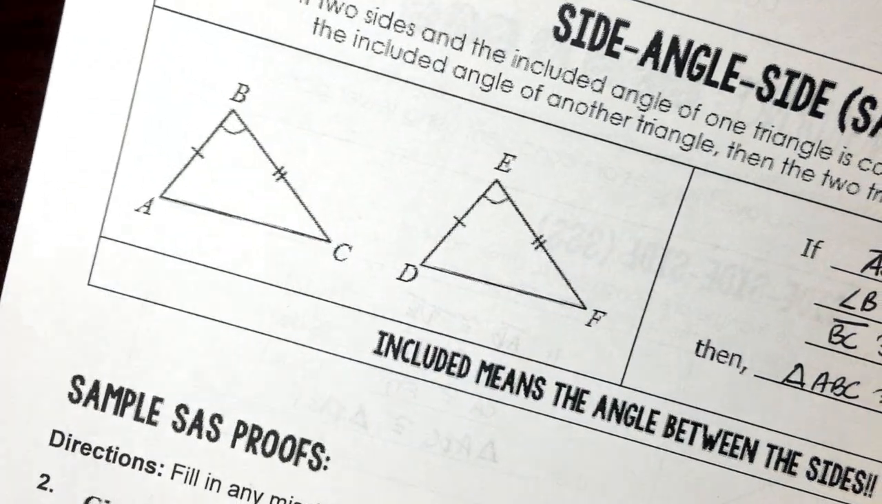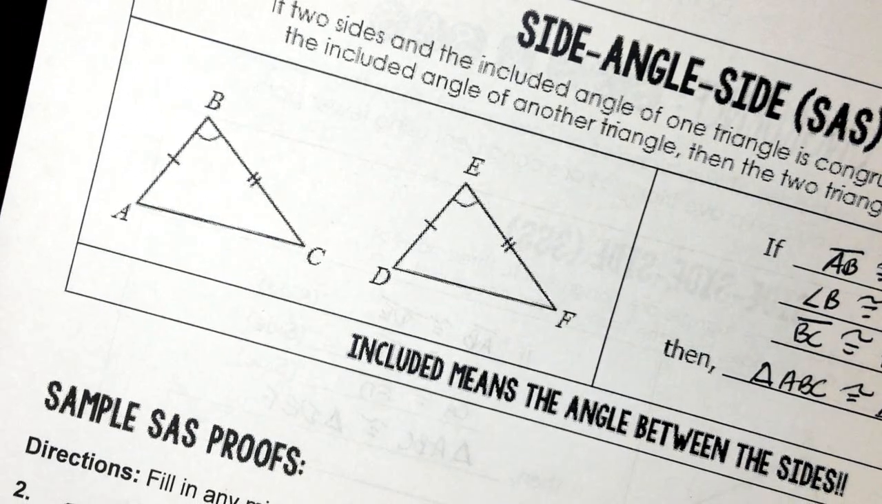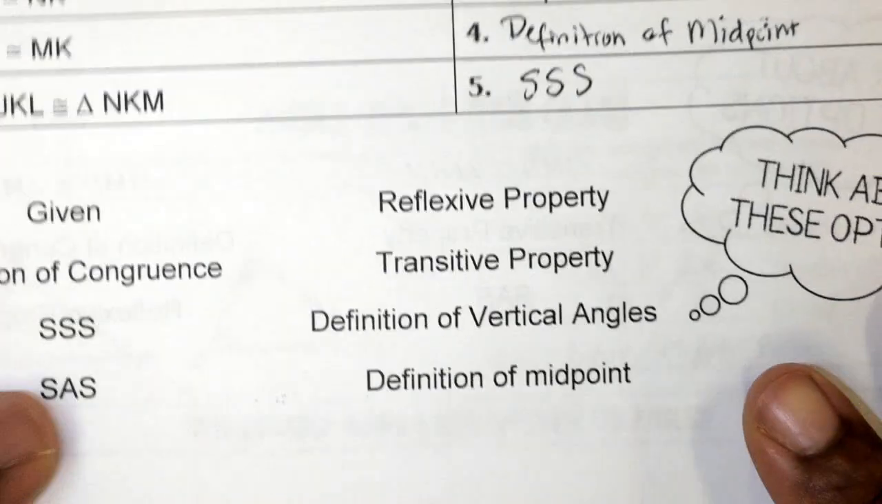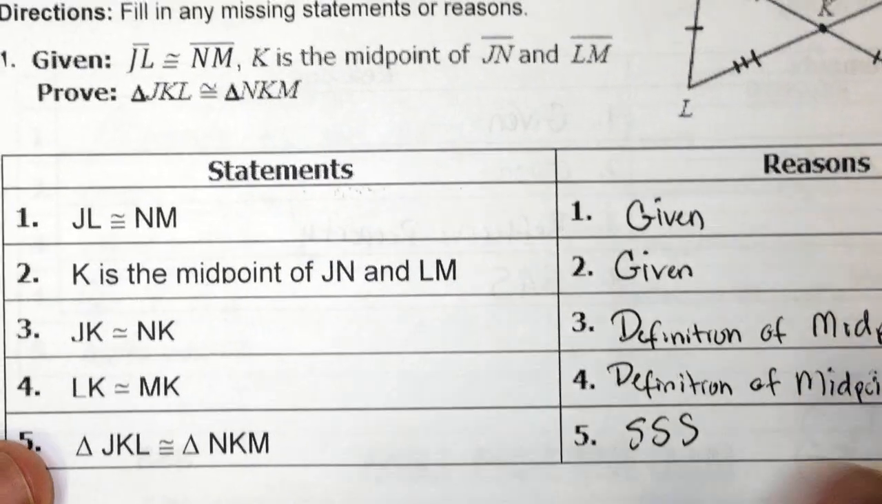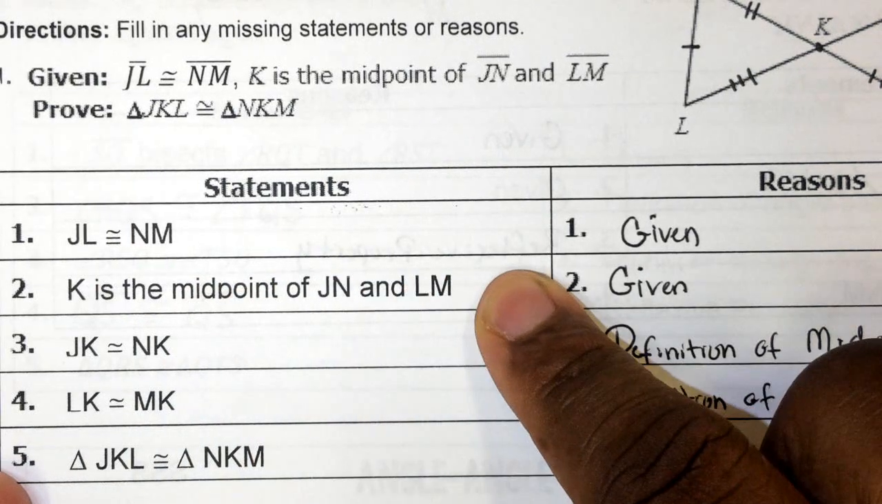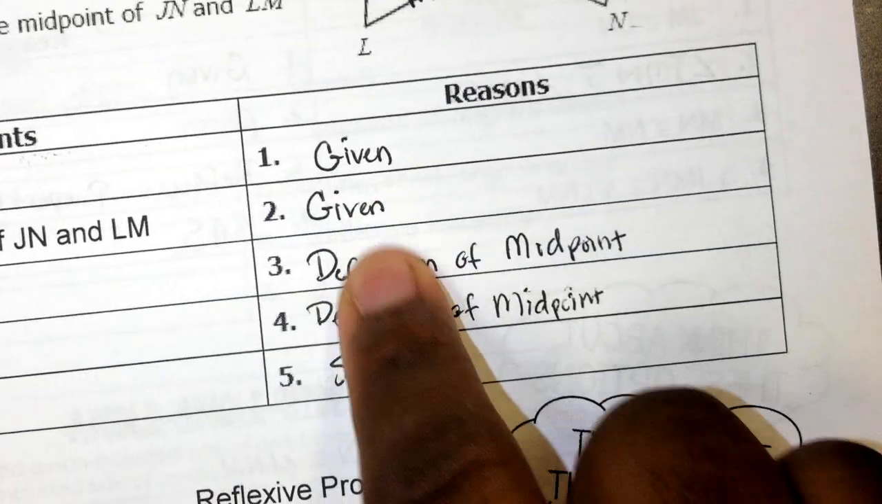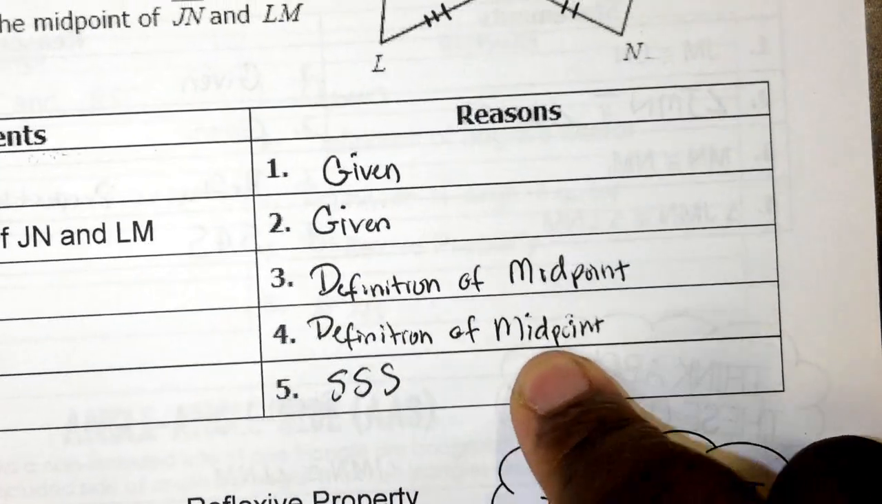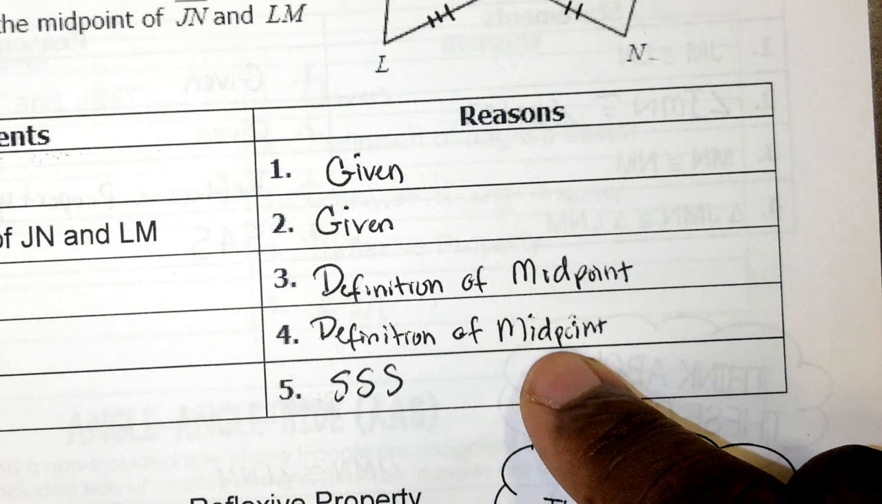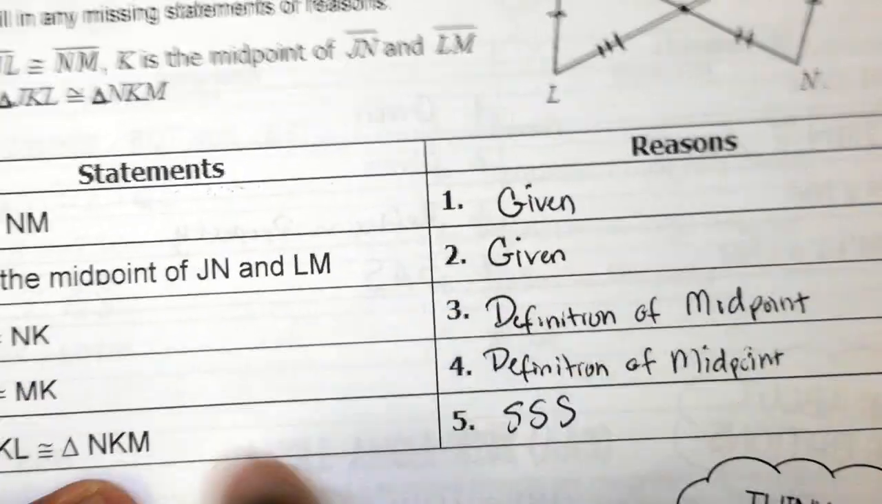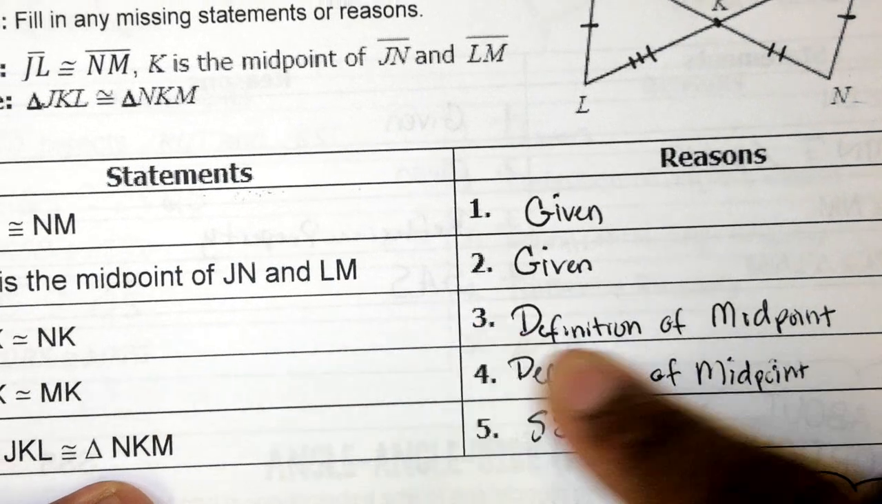What's another one that we did? Oh, that first one that we did. They said K was a midpoint of JN and LM. At some point in my proof, I'm going to have to mention definition of midpoint. Y'all seeing how this flows? Whatever they mention, you're going to have to say that again once you actually talk about those pieces.